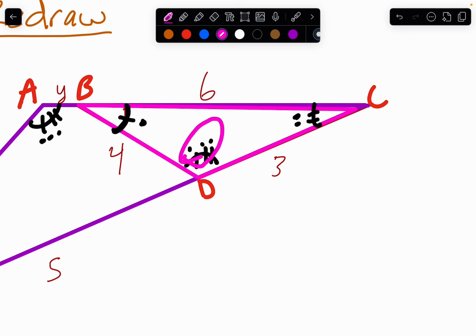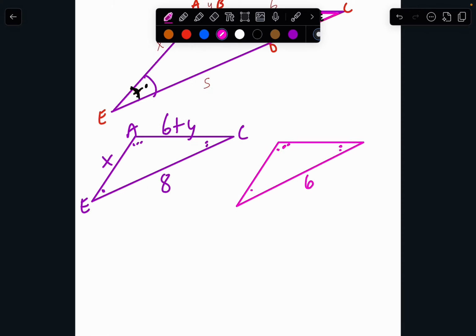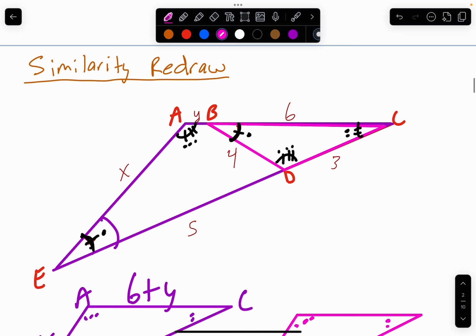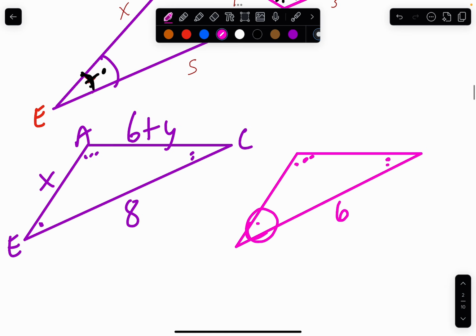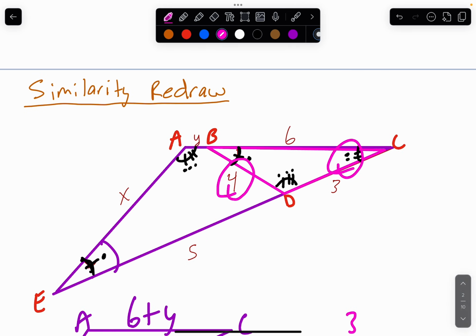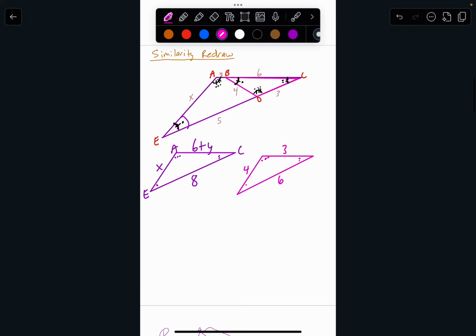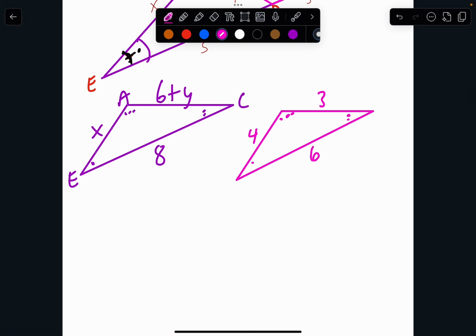So like my 3 dot would be across from 6. So I need to make sure that my 3 dot is across from 6. My 1 dot is across from 3. I need to make sure that my 1 dot is across from 3. And then finally, my 2 dot is across from 4. I need to make sure that my 2 dot is across from 4. So those are the sides. Once we've redrawn it so that the angles are in the same position, we can start making ratios.